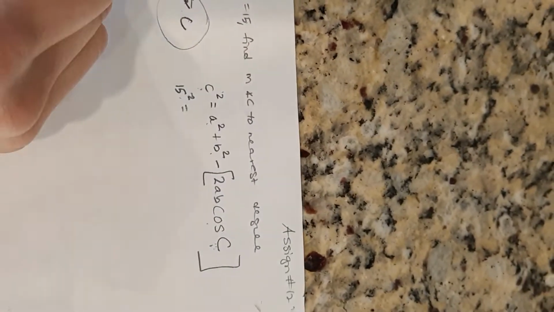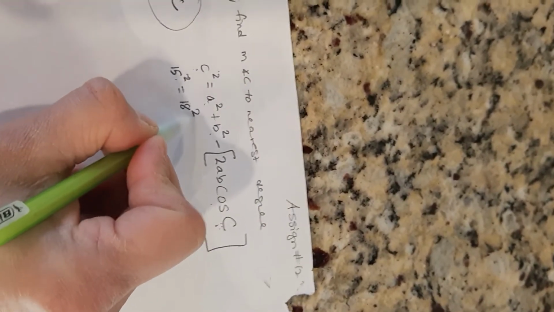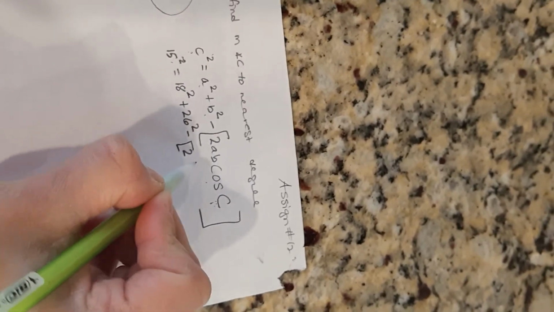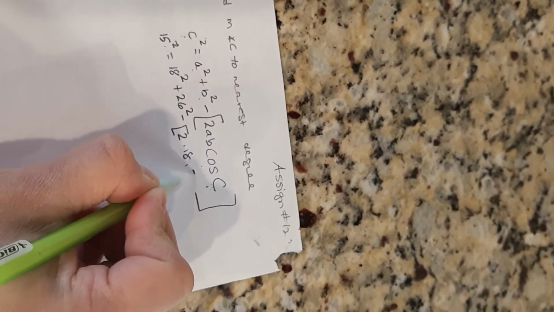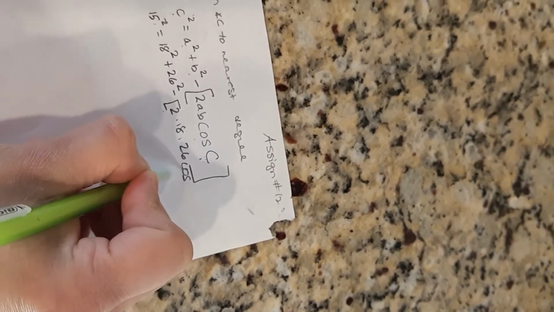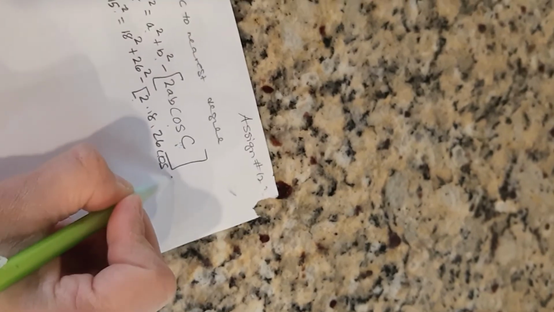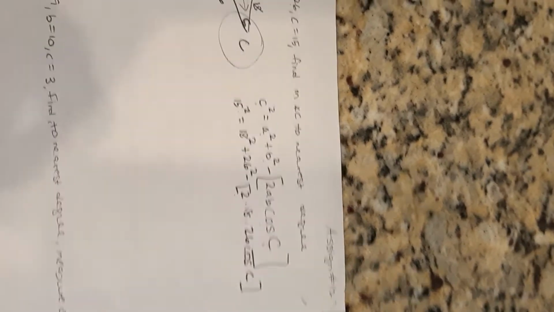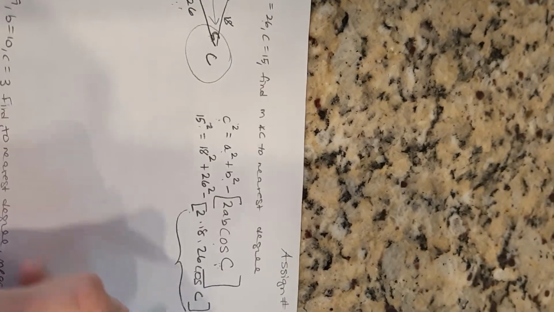Then we take 18 squared plus 26 squared, but because it's not a right triangle, we subtract out the 2 sides times 2 times the cosine of what we're trying to find, that angle. All right, so this I can't just put in the calculator. The reason I like to do the brackets is because this whole thing is isolated. It's its own term. This whole thing is isolated.